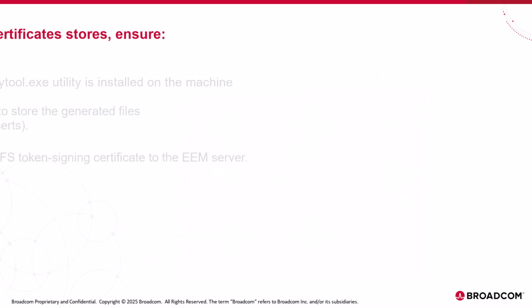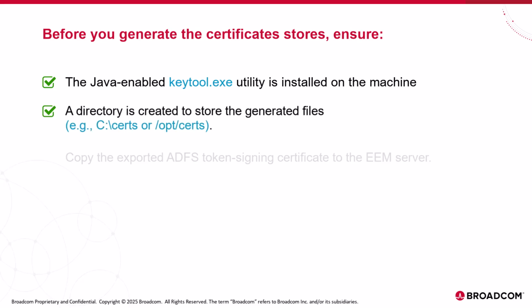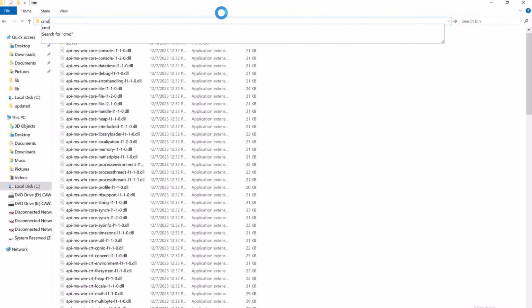Before you generate the certificate stores, ensure the Java-enabled key tool utility is installed on the machine on which you want to generate the key store and trust store. A directory is created to store the generated files. The ADFS token signing certificate exported earlier is copied from the ADFS server to the certificate directory on the EEM server. To create the EEM key store and export EEM's public certificate, open Command Prompt.